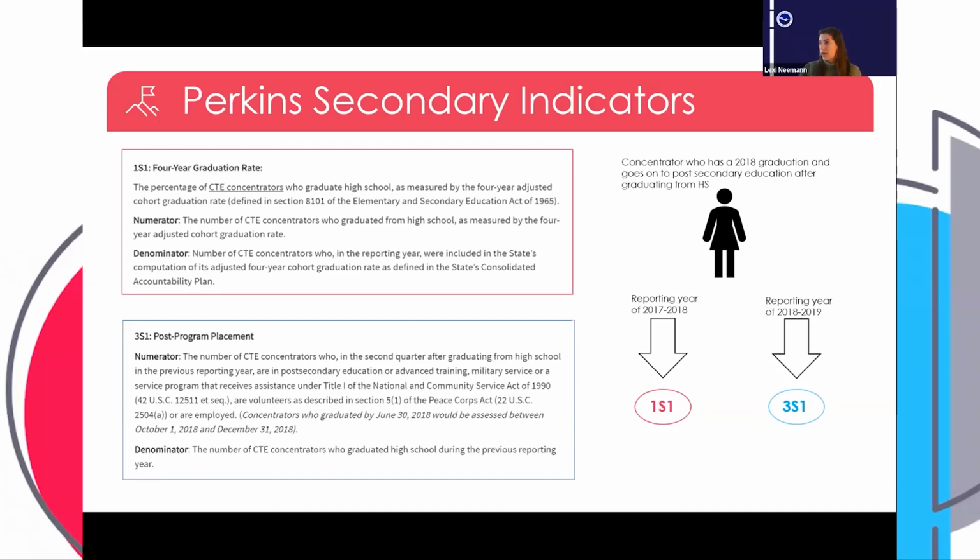So a student would start as a concentrator who graduated in their reporting year as a 1S1 indicator. Then after that, with the second quarter, basically reporting in June, we give them about 6 months to find what their next step is. We report that next year and they become the 3S1 indicator. So it's broken up between 2 years, but that indicator will be reported for that concentrator for 2 years.